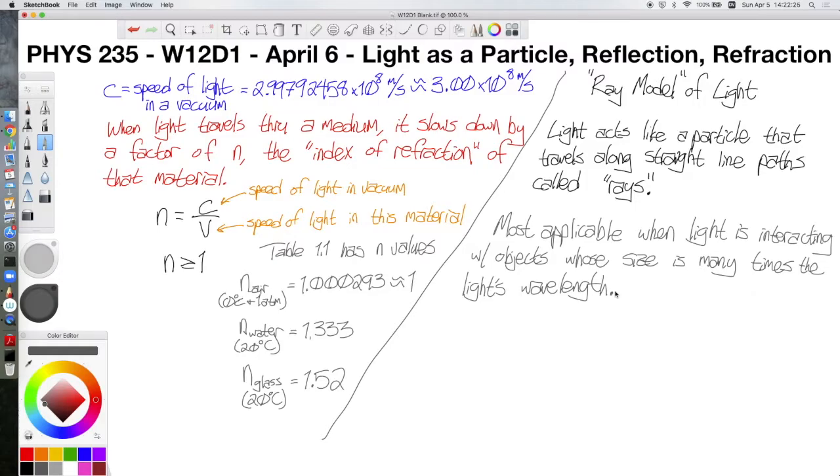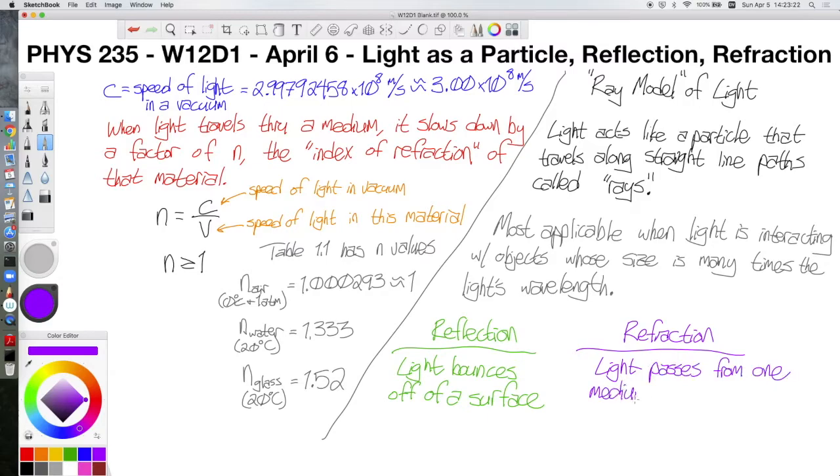And the two phenomena of light that I want to talk about first are reflection and refraction. Reflection is when light bounces off of a surface. And refraction is when light passes from one material into another, or from one medium into another. And we're going to talk about reflection first, and then we're going to talk about refraction and some of the interesting effects that come along with each of them.